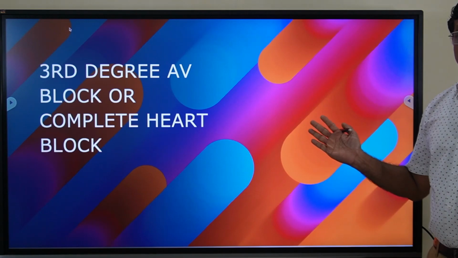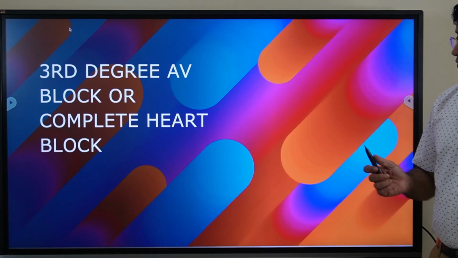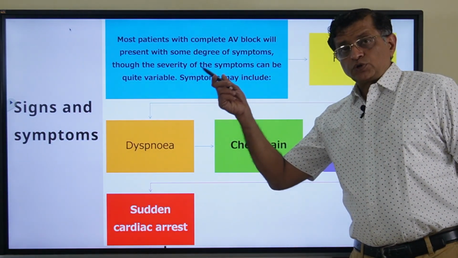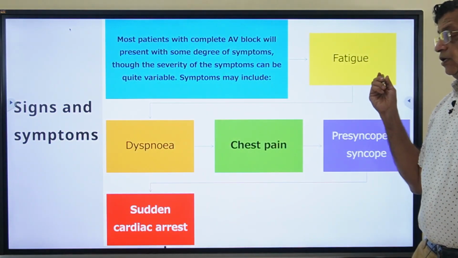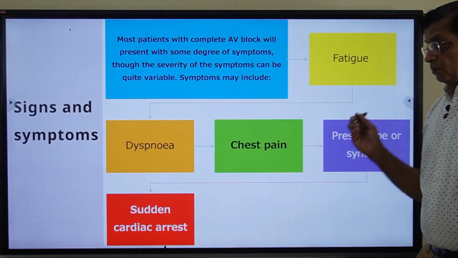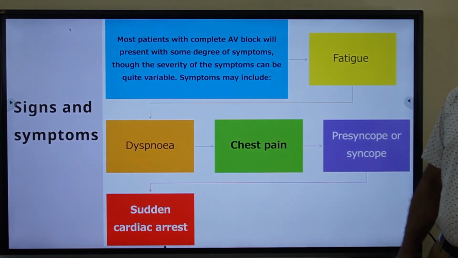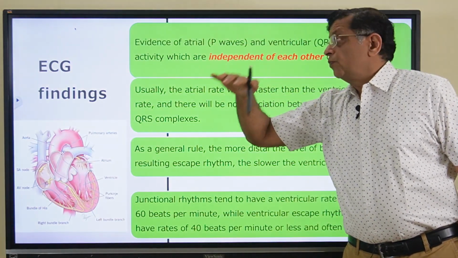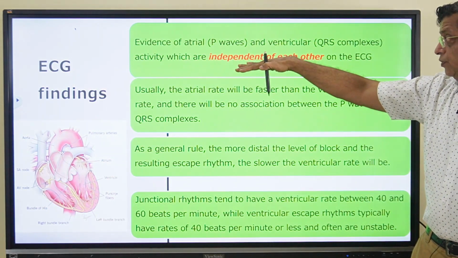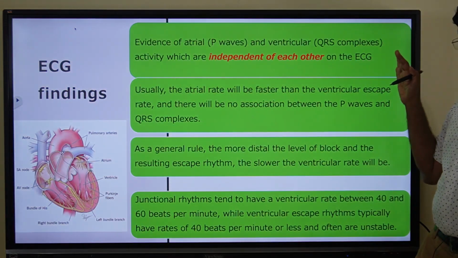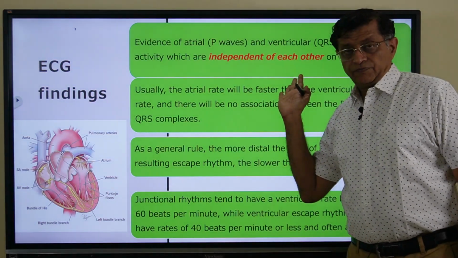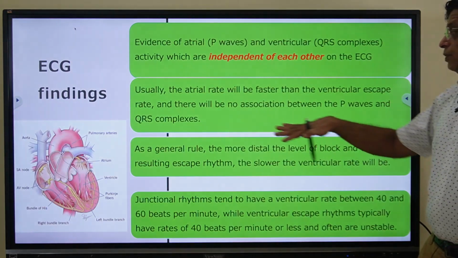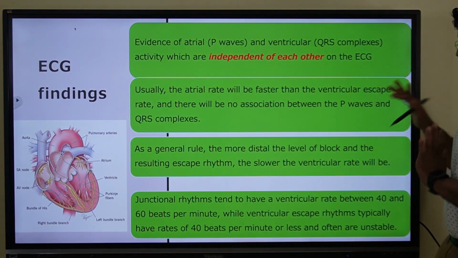Let's go ahead to the third degree AV block, or complete AV block. This slide is again a repetition because most of the symptoms are similar. Patient may have fatigue, dyspnea, chest pain, syncope, pre-syncope or sudden cardiac death. Clinical features of third degree AV block: there will be atrial activity in the form of P waves, and ventricular activity in the form of QRS complexes, but they are independent of each other. Usually the atrial rate will be faster than the ventricular rate, and there will be no association between the atrial complexes and the ventricular complexes.